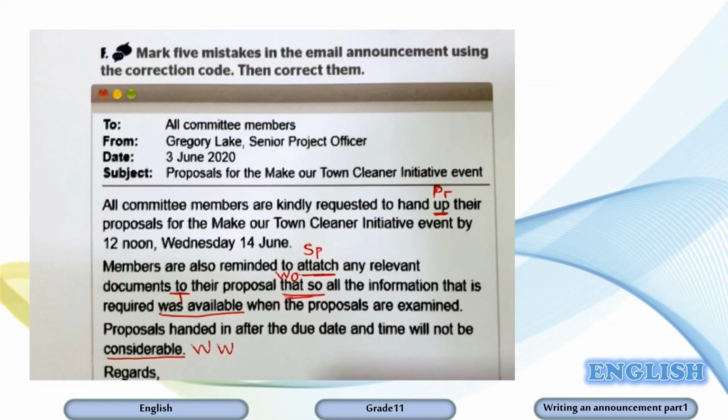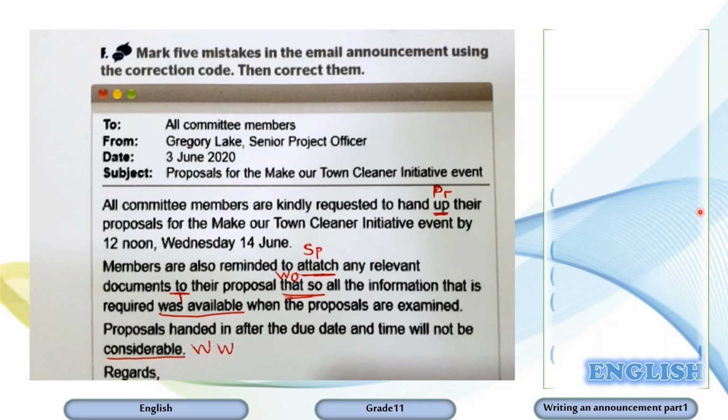All committee members are kindly requested to hand up. This is a preposition problem. Also reminded to attach, spelling. So any relevant documents to their proposal. That's so, this is word order. And that is required was available. This is a tense mistake. And finally, we can say proposals handed in after the due date and time will not be considerable. This is the wrong word.